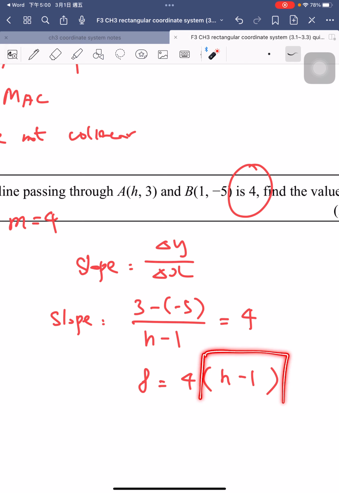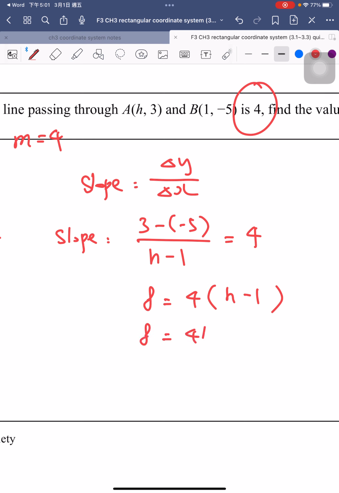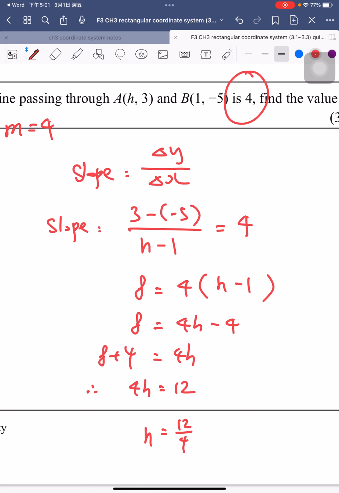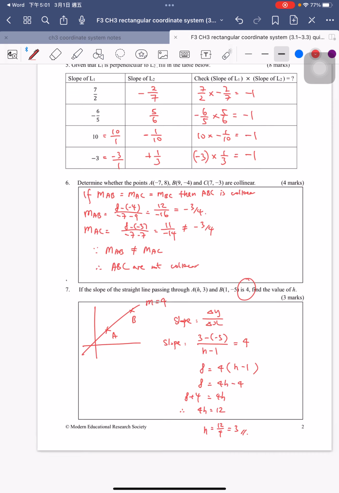The reason I'm adding a bracket is that the 4 multiplies the whole thing, h minus 1. When we have a bracket, we expand it, so we have 8 equal to 4h minus 4. As we want h to be the final answer, the -4 is something I don't want. I move it to the left, it becomes plus, so 8 plus 4 equal to 4h. So 4h is equal to 12. Between the 4 and h there is a times. I don't want to times 4, so I move it to the right, and it becomes divide. So h is equal to 12 divided by 4, which is 3. So the answer is h equal to 3.